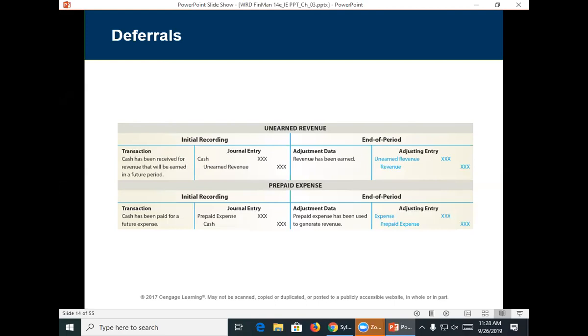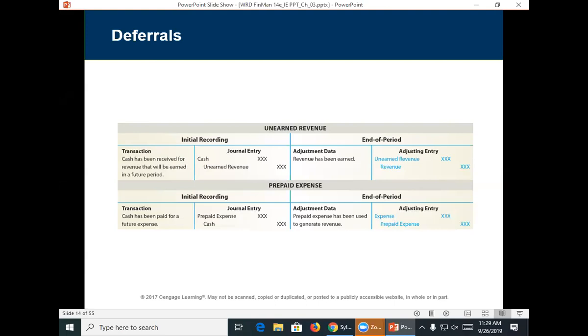And then for your prepaid expenses, same thing. You paid for a future expense, so you debited some prepaid expense, supplies, prepaid rent, prepaid insurance, and credited cash. And at the end of the period, well, how much of that have we used up? And we expense out what's been used up, and we credit the asset, the prepaid expense asset, to show it being gone and used up. Okay.